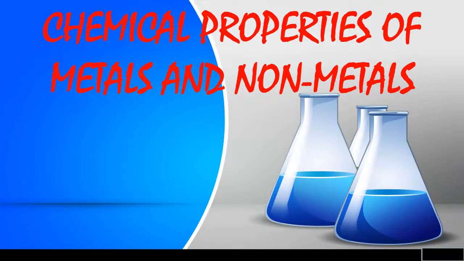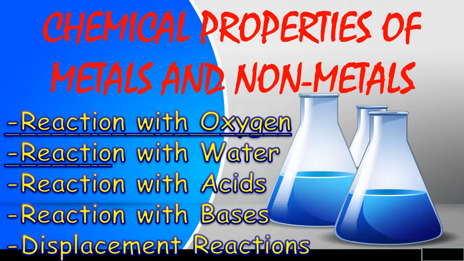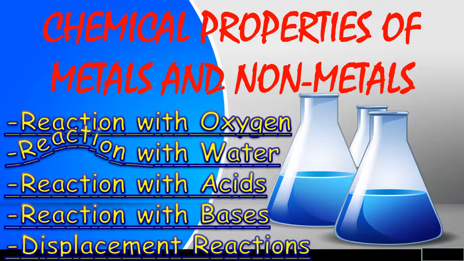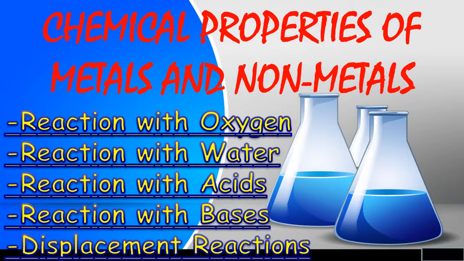So, now it is time that we talk about the chemical properties of metals and non-metals. We will see how these metals and non-metals react when they come in contact with some other chemical substance, how that reaction happens, and how these reactions are different in metals and non-metals. That is what we are going to discuss in chemical properties of metals and non-metals.